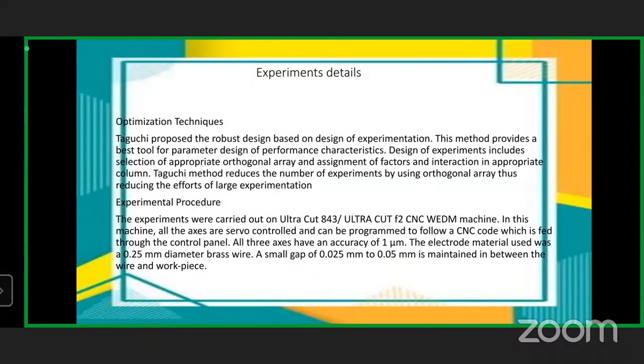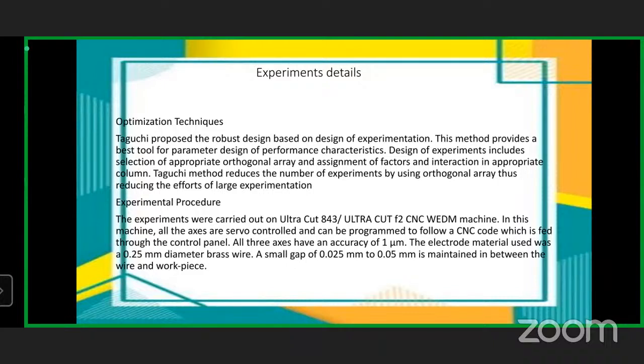My experimental details are optimizing the technique. Taguchi process, the robust design based on design of experimentation. This method provides the best tool for parameter design of performance characteristics. Design of experiments includes selection of appropriate orthogonal array and assignment of factors and interaction to appropriate columns. The Taguchi method reduces the number of experiments by using an orthogonal array, thus reducing the effort of large experimentation.